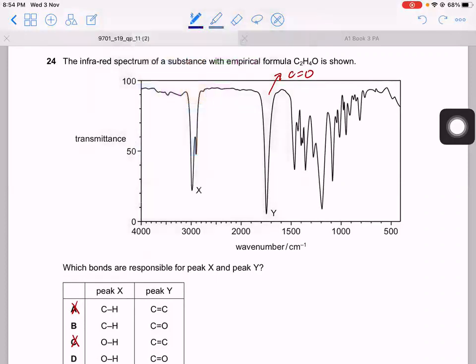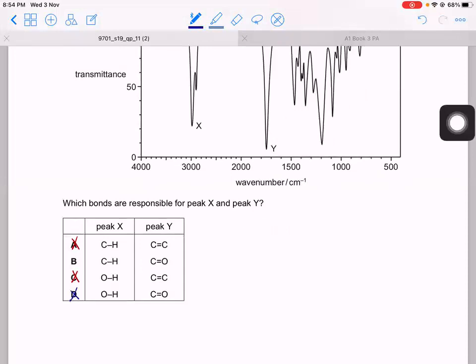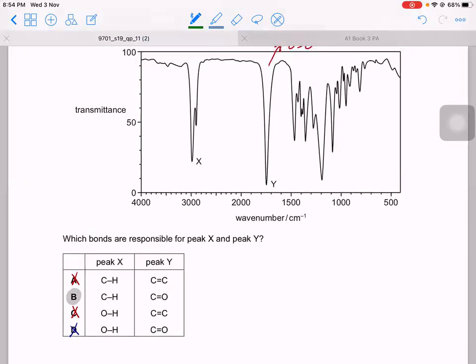X right here is a strong, sharp peak, not very broad, around 3000. At 3000 you had alcohol, but alcohol was a relatively broader peak. It didn't look as sharp as X. So it can't be OH, and therefore it will be the CH peak. The answer is B, because CH is roughly around 3000 to 3300. You can look it up in the data booklet as well. So this is a strong, sharp peak of CH.